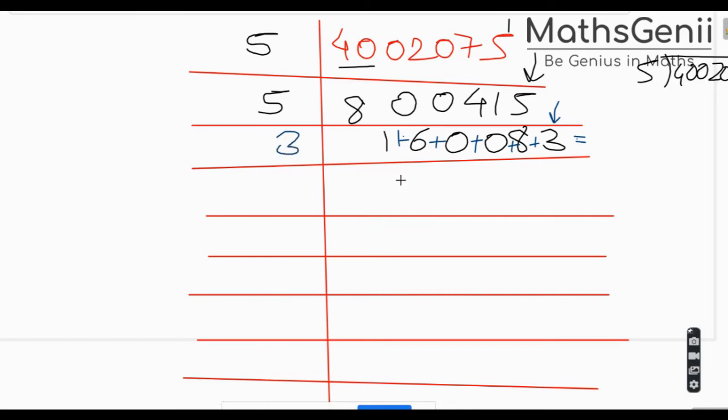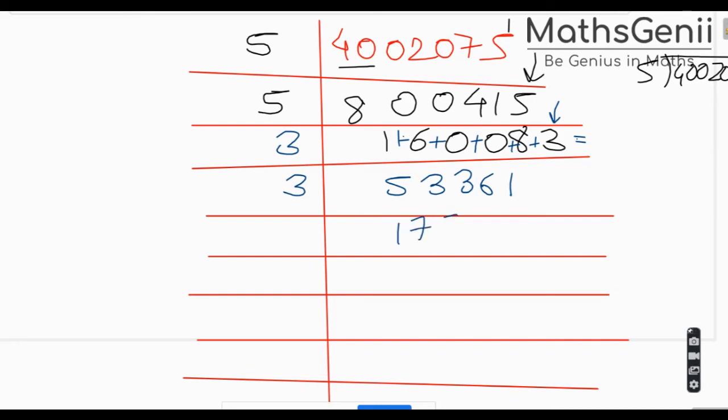Okay, so when you divide it by 3, it becomes 5, 3, 3, 6, 1. Again, check for 3's divisibility. 5 plus 3, 8. 8 plus 3, 11. 11 plus 6, 17. 17 plus 1, 18. 18 comes in 3's table, so I can divide by 3.